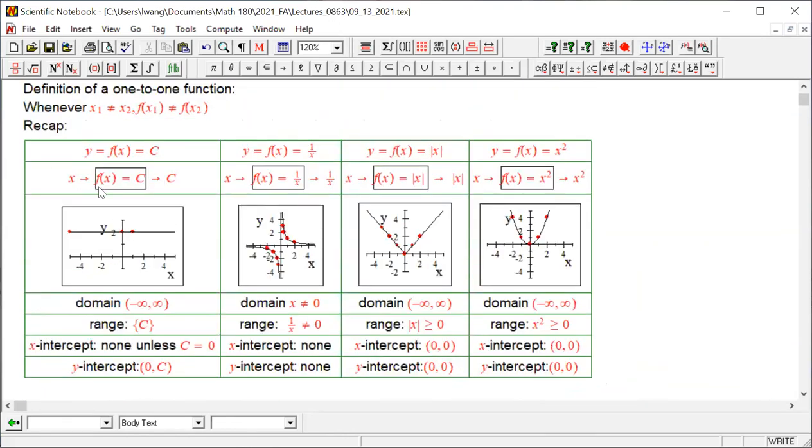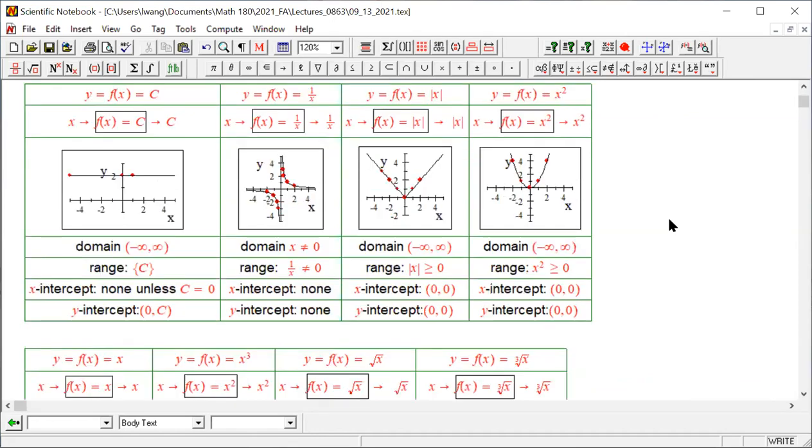Okay, so now you guys have a quick way to decide whether it's a one-to-one function: you just have to do the horizontal line test, right? You already have the graph. We have talked about those in last week's lectures. So if you have a picture of the function, it's very easy to decide whether it's one-to-one or not. Among these four functions, we know that this is the only one-to-one, right?